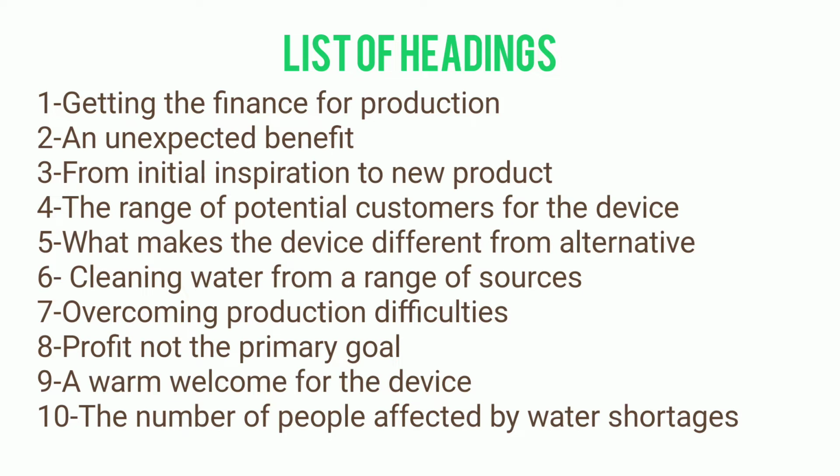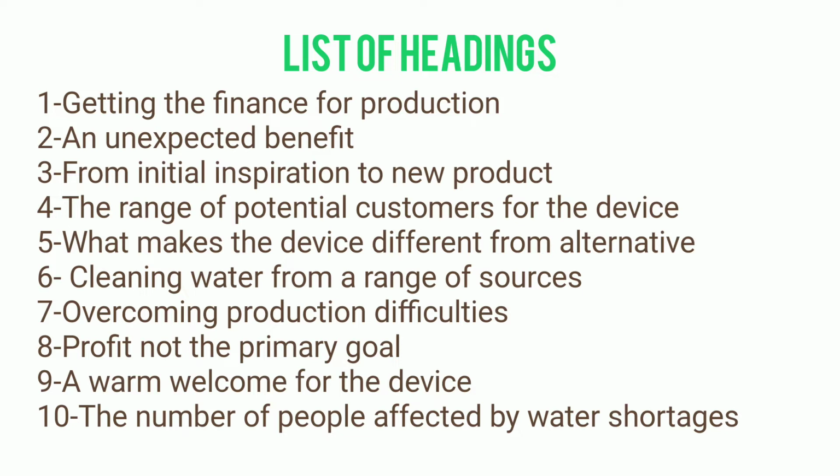Okay, then the fourth says the range of potential customers for the device. It is not talking about the potential customers, right? It is talking about the places from where the water can come, right? Let's eliminate the fifth one also. Sixth is cleaning water from range of sources. Yes, we have sources over here, and the first sentence itself says different places, and the places are sea, river, borehole and rain, etc. So we can consider this.